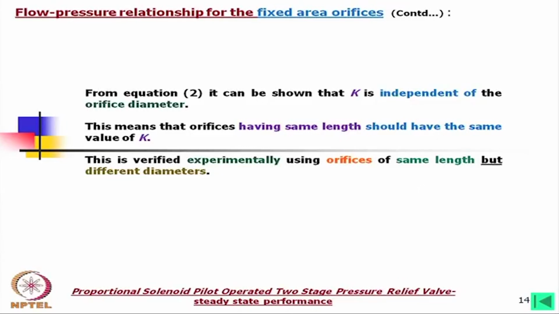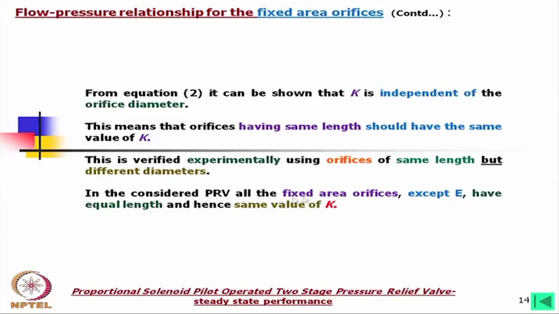We further conducted an experiment by using those orifices, changing the diameter of the hole, keeping the length same, and we found this K value is coming same. So, that again proved that the formula we have derived can be used for estimating the orifice characteristics. In the considered PRV, all the fixed area orifices except E have the equal length and hence same value of K. E means which is after the pilot stage to the drain.